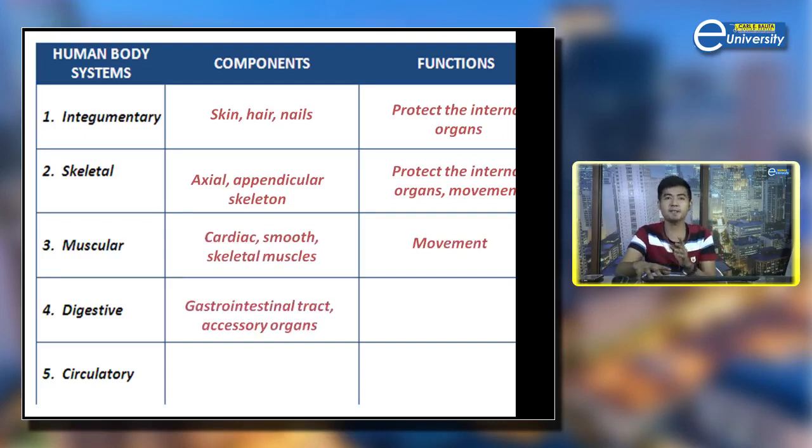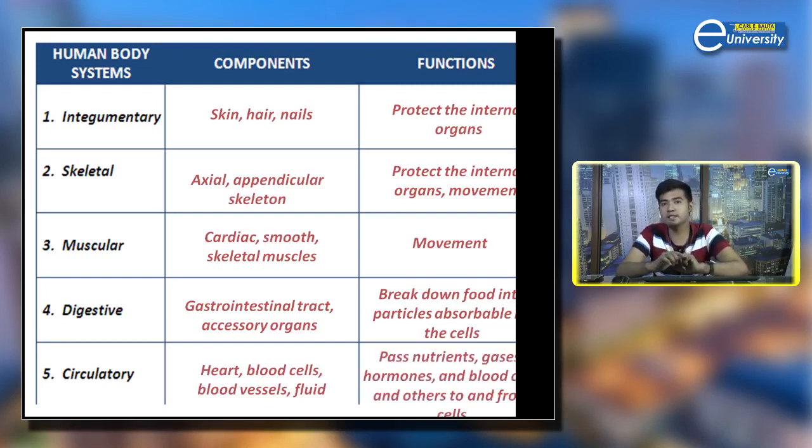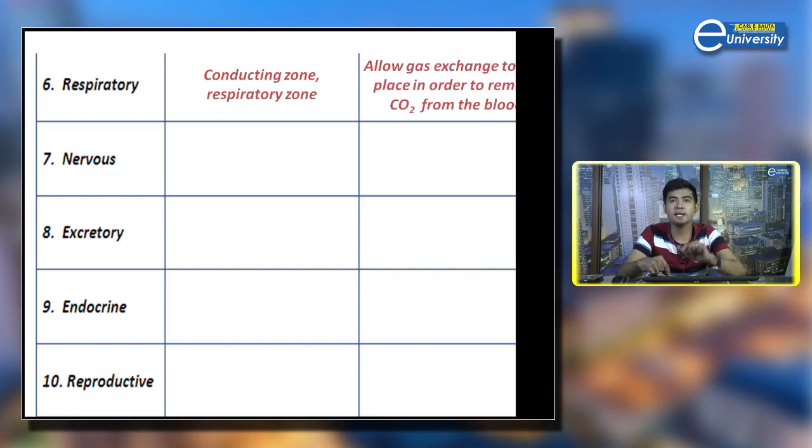The digestive system consists of the gastrointestinal tract and the accessory organs. The function is to break down food into particles absorbable by the cells. The circulatory system is composed of the heart, blood cells, blood vessels, and the fluid. It passes nutrients, gases, hormones, blood cells, and others to and from the cells. The respiratory system is composed of the conducting zone and the respiratory zone. It allows gas exchange to take place in order to remove carbon dioxide from the blood.